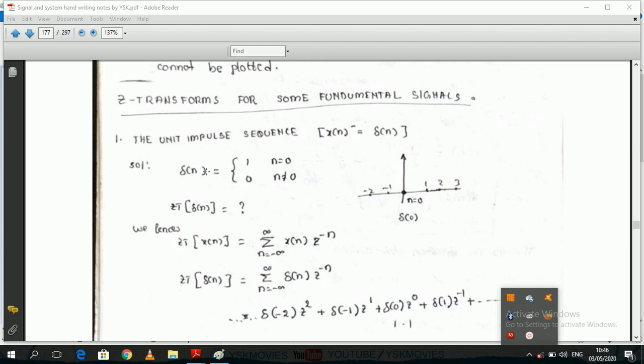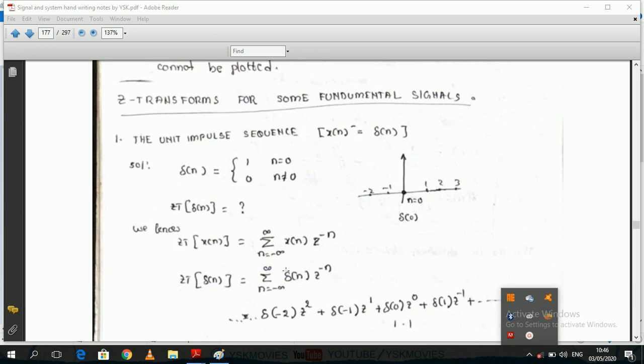See, functional representation: 1 for n equal to 0, 0 for n not equal to 0. At n equal to 0, the amplitude will be 1, or unit impulse. Except at this point, everywhere the del of n becomes 0. So what is the Z transform of such a signal?